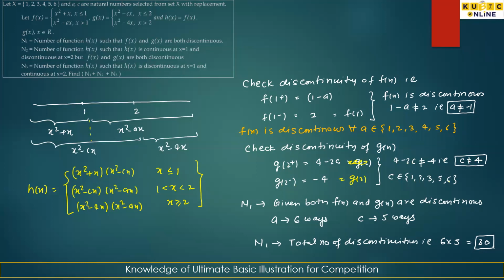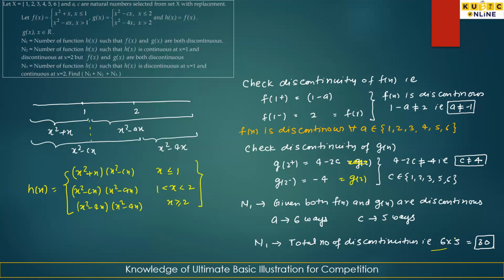So here we get 6 values of a and 5 values of c. So the total number of such functions, the total number of discontinuities of these two functions, will be 30, that is 6 multiplied by 5. So this is the number of functions h(x) which are discontinuous at 5 points.